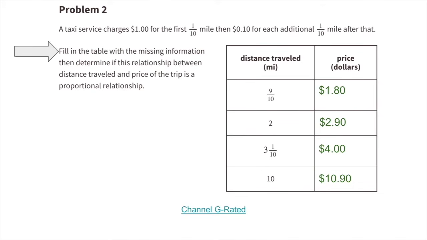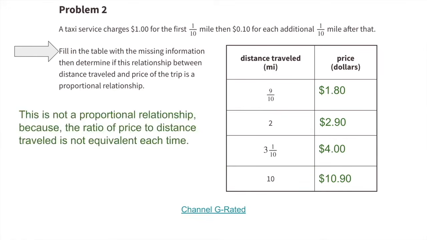Now we need to determine if the relationship between the distance traveled and the price of the trip is a proportional relationship. This is not a proportional relationship because the ratio of price to distance traveled is not equivalent each time.